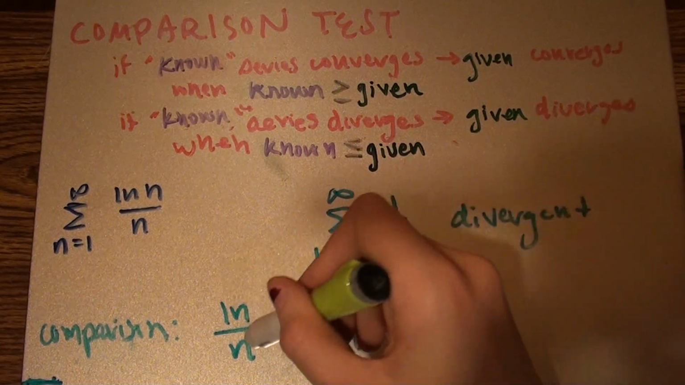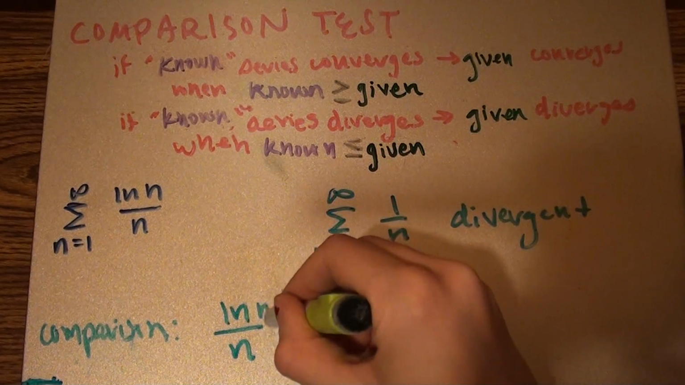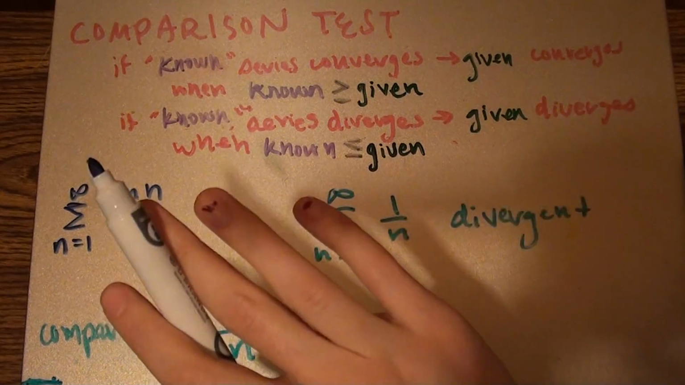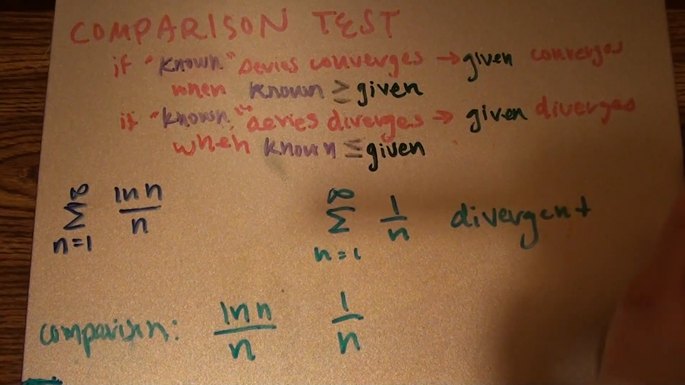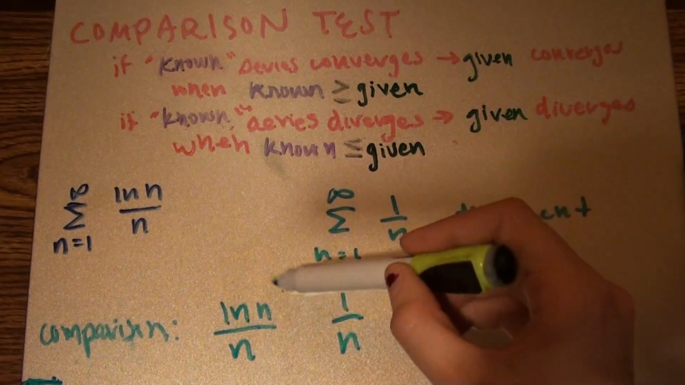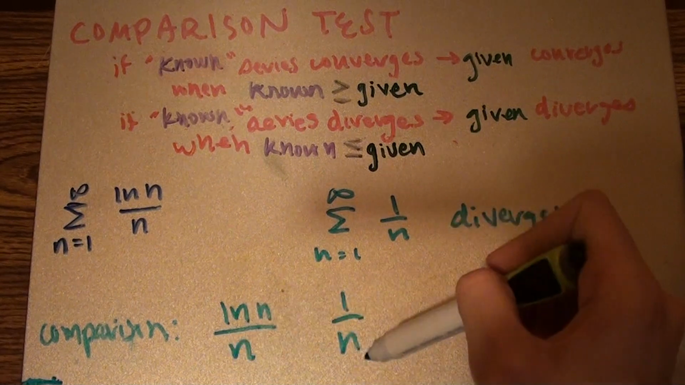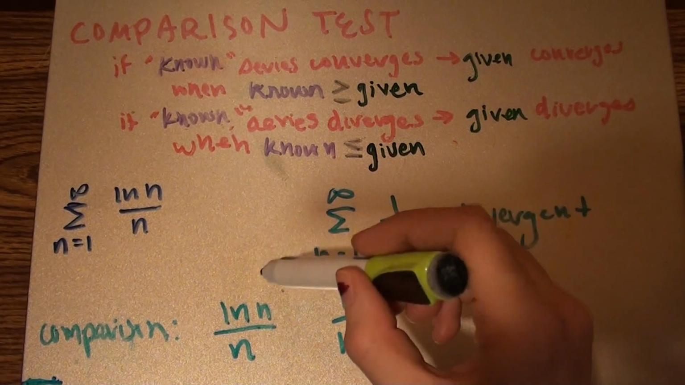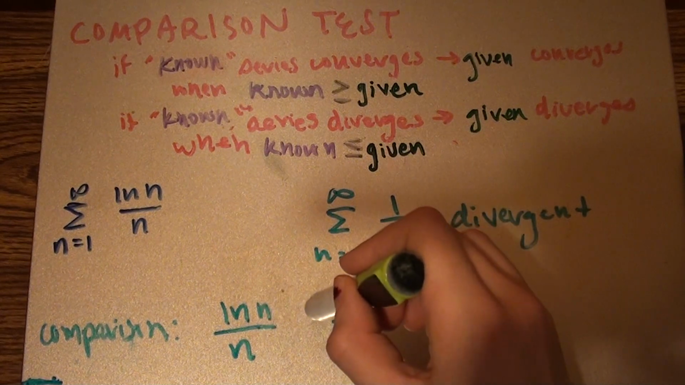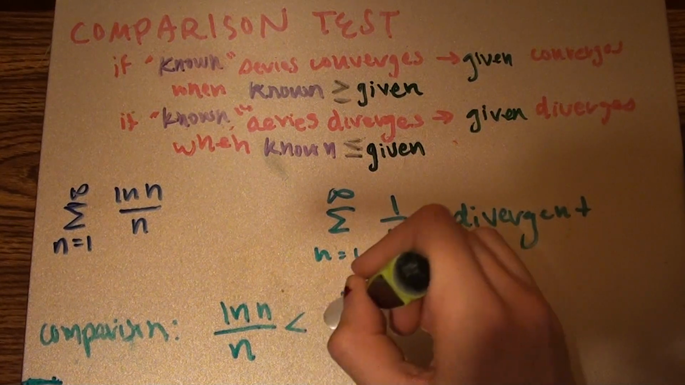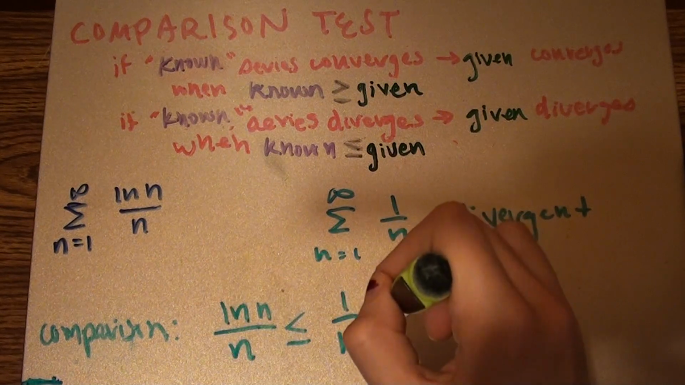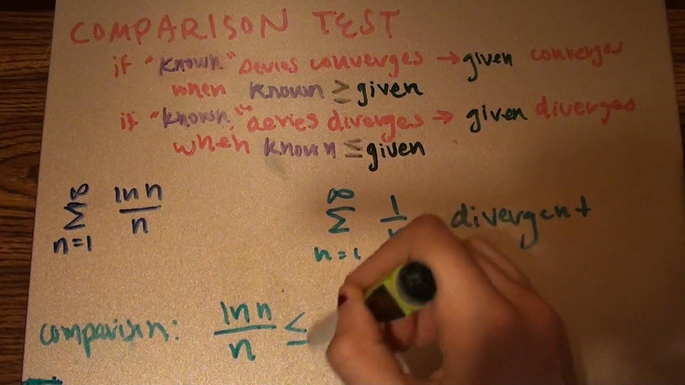So as we have some nth term, ln n over n, our nth term here, right? This is some term as we go into infinity. If we think about when n equals 1, we see that this is going to be less than or equal to, right? Because we'll get 0 here and we'll get 1 here.